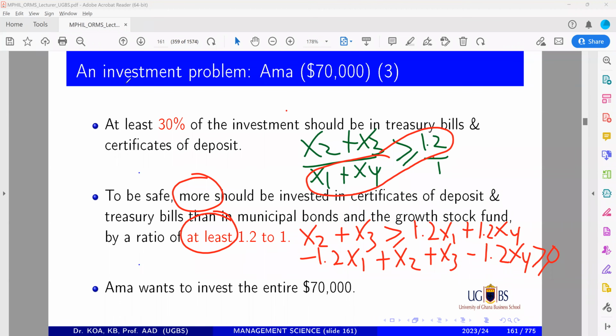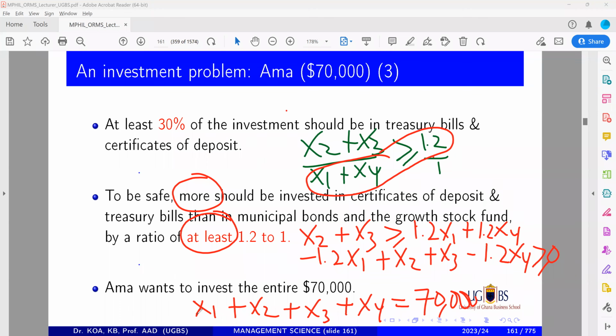Yes, Doc, the last one says Amma wants to invest the entire $70,000. That means when we take the X1, the X2, X3, and then X4, that is the entire investment. So we'll add everything and then we'll equal it to $70,000. Why are you equaling it? Because that is the amount, the entire amount she wants to invest. So what word makes you choose equal?